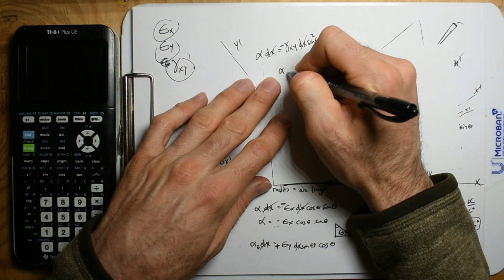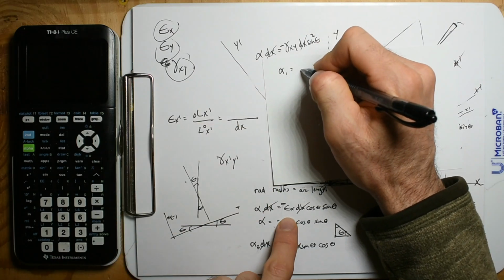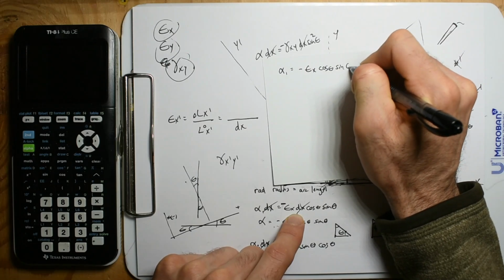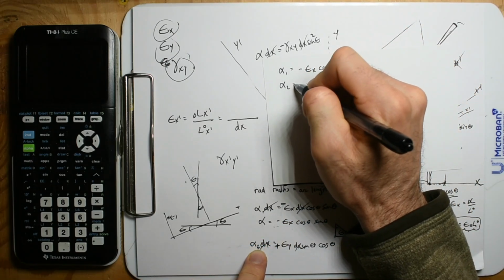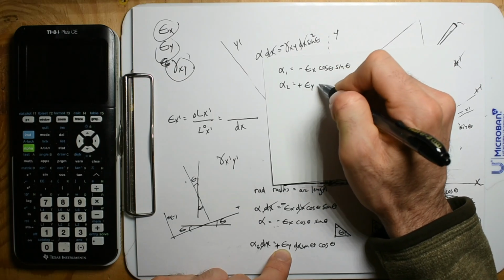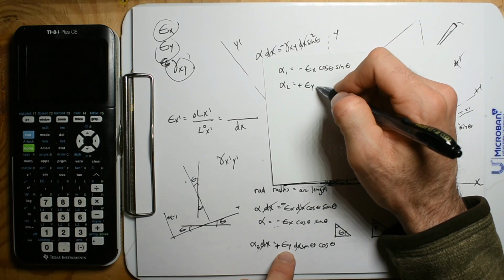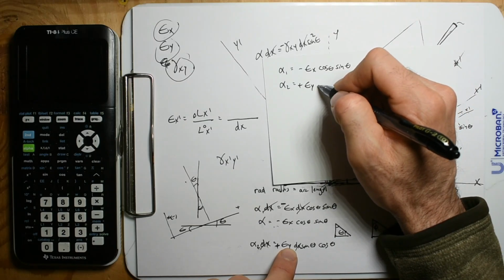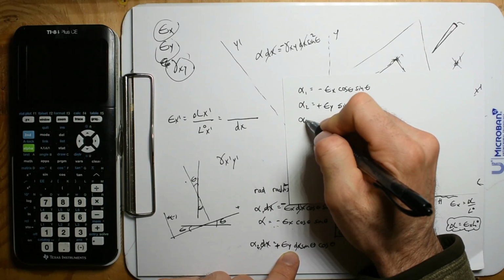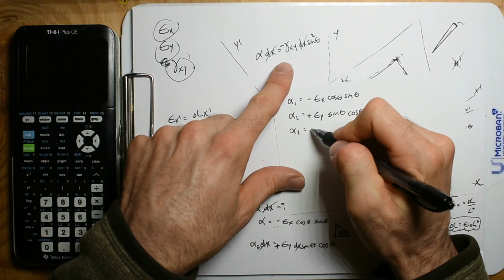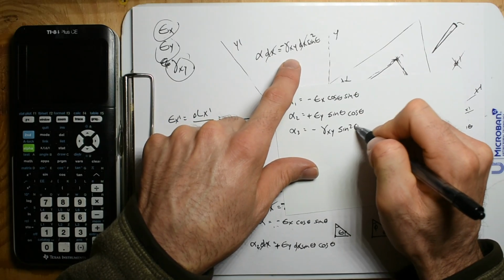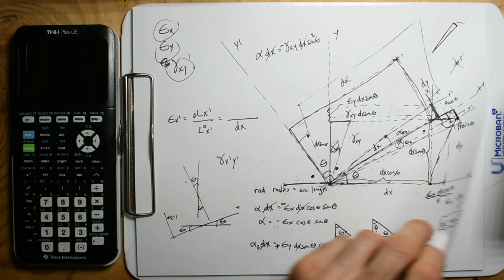So my first alpha term is going to be associated with the shear in the x direction. So we have cosine theta, sine theta. The second alpha term is going to be associated, and it's going to be positive, with the normal strain in the y direction. And then the third alpha term is going to be negative, gamma xy sine squared theta.